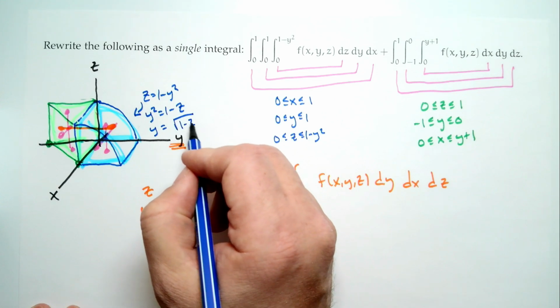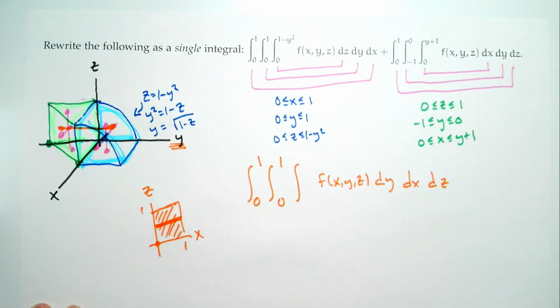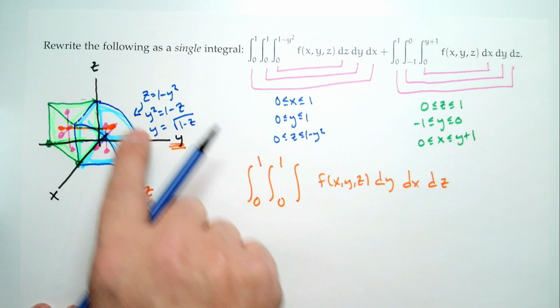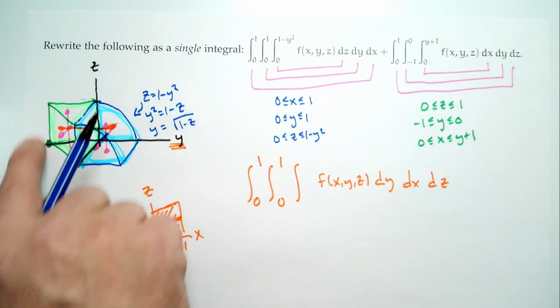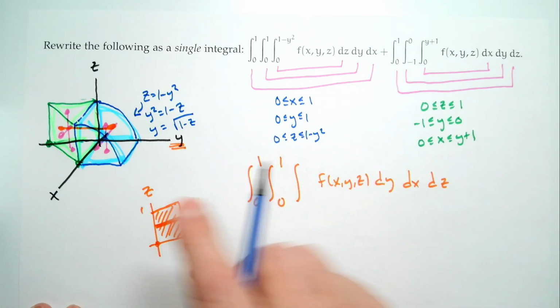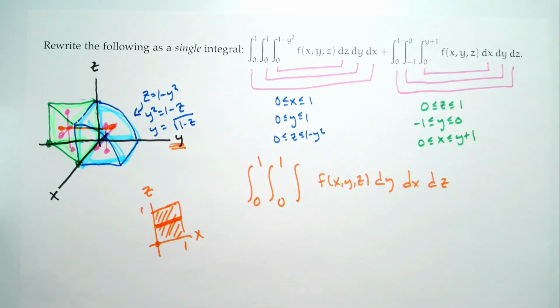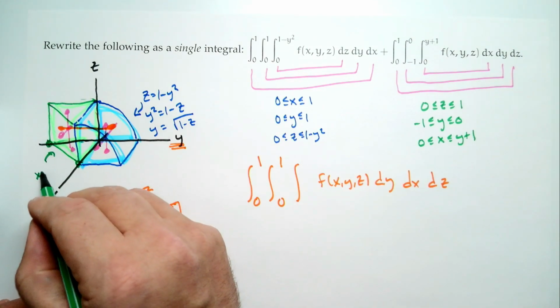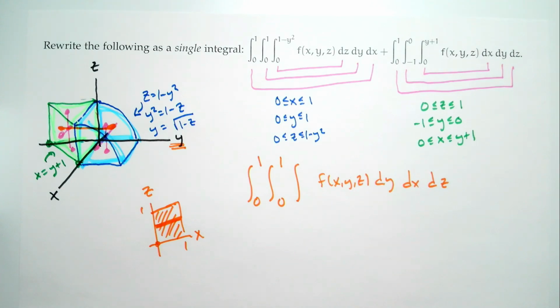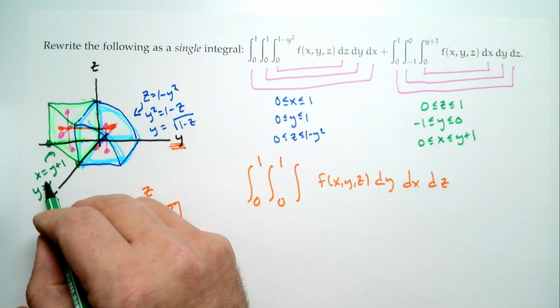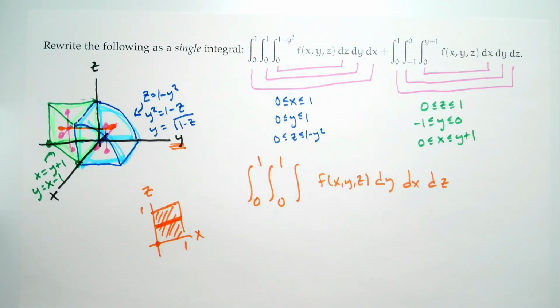Do I need the plus or do I need the minus? And how do I know? I need the plus because these are positive y values. If I had the minus, I'd have negative y values. So that is one of my surfaces. My other surface came from on the other side, and that was from the plane. This was x equals y plus 1. But again, I need to get in terms of y equals something. So how can I solve for y? What does it become? X minus 1. Subtract 1.